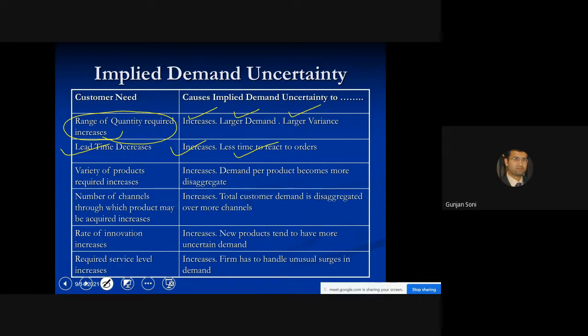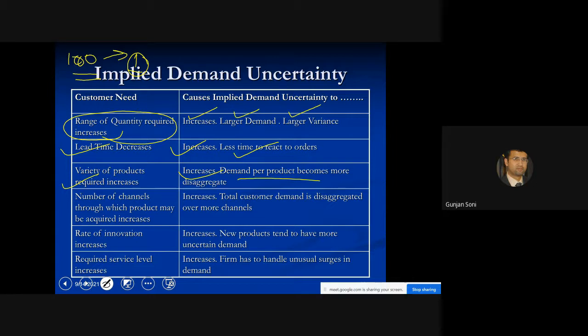Similarly, you can read this table, and like variety of products required increases, then your implied demand uncertainty increases because demand per product becomes disaggregate. So demand per product becomes disaggregate means that, let's say you have a demand of 100 units of a mobile phone, and there is only one type of variety. So the demand of one mobile phone is 100. Now this particular company has started offering five different products, but the demand is the same only.